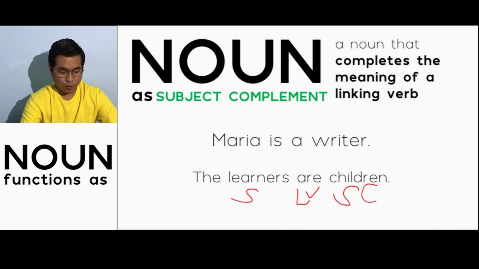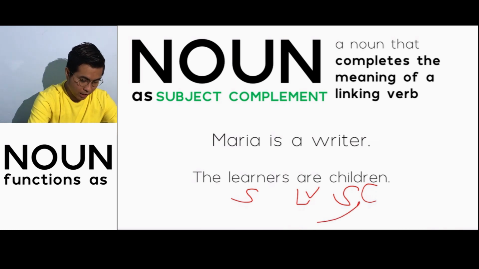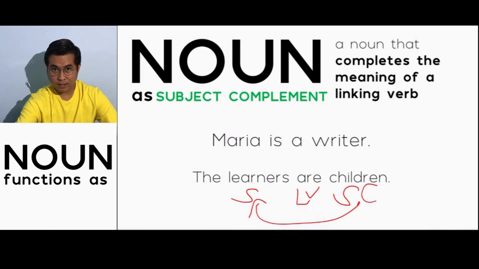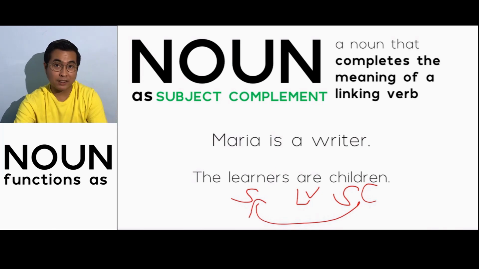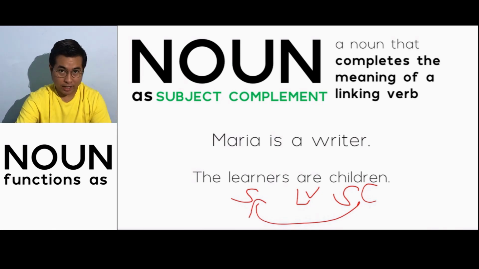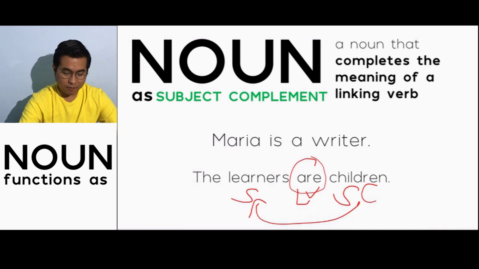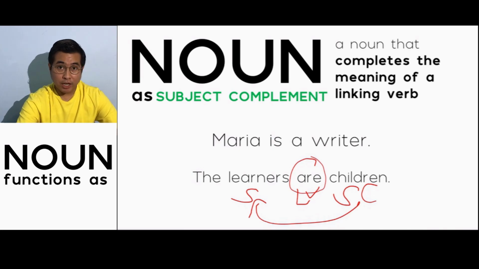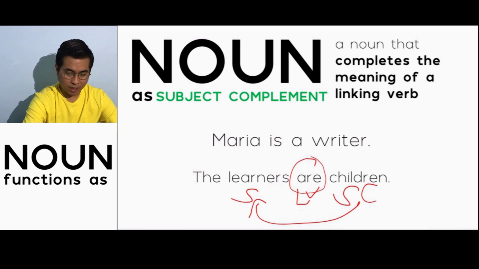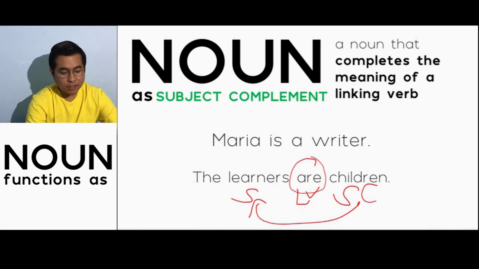So here it's talking about, again, going back to the subject itself. That's why it's subject complement. It talks about the subject. And again, you have a linking verb, that's are, before the subject complement, the noun children. Okay, there. So now let's continue.